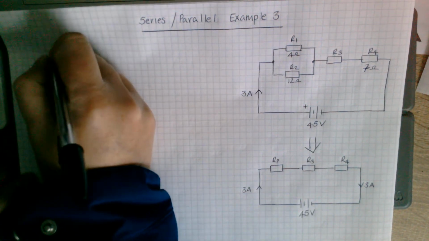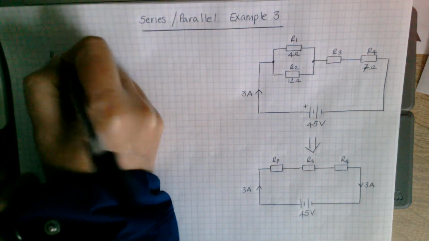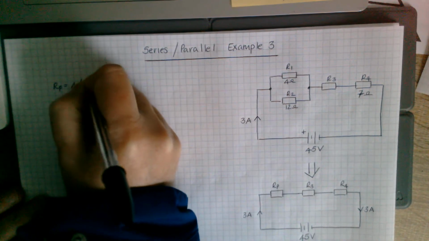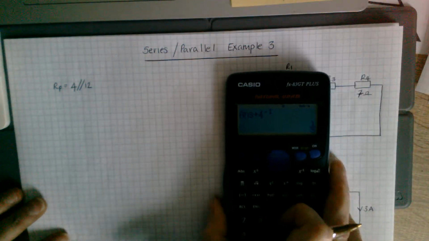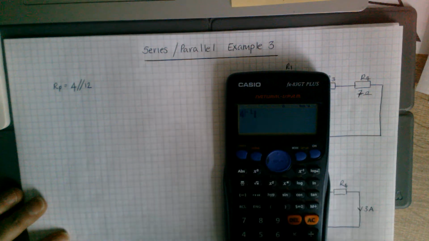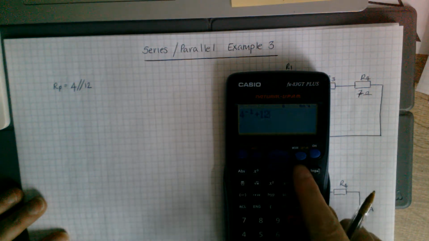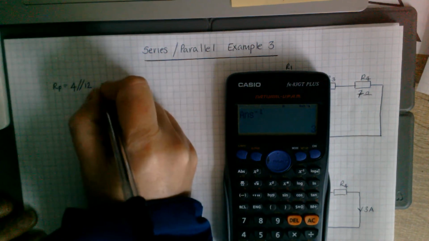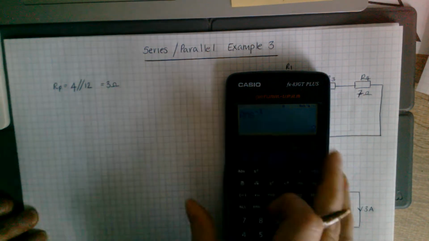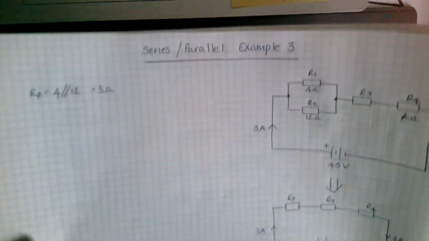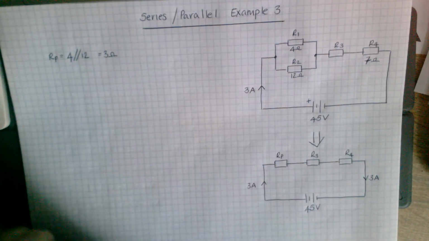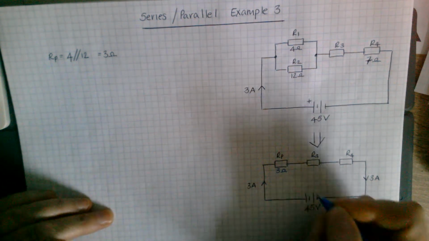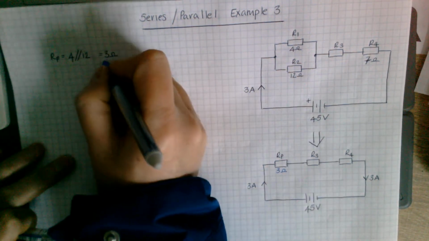So I'm just going to put the shorthand way of doing that. RP, 4 in parallel with 12. I'm going to use the same method in my calculator. 4, 1 over, 12, 1 over equals, then a final 1 over gets me 3. So 3 ohms. So 3 ohms is the value for this RP. This is what we've just worked out up here.